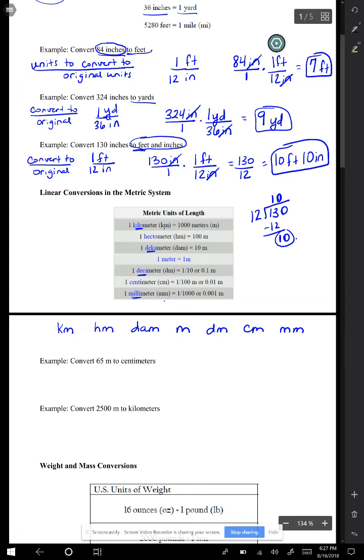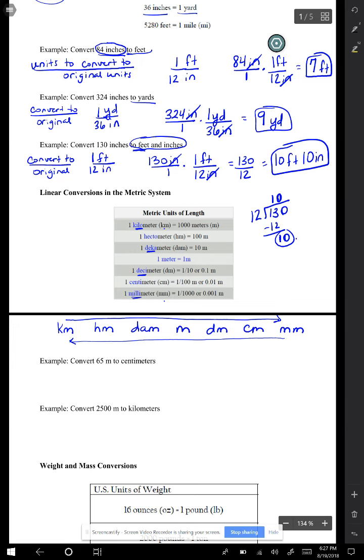And then we have meters in the middle, and then decimeters, centimeters, and millimeters. And the reason this is so easy is if you're going from left to right, so a unit on the left moving towards the right, you'll just move your decimal to the right. If you're going from a unit on the right back to a unit on the left, you'll just move your decimal to the left. So our first example is 65 meters, and I want to go to centimeters.